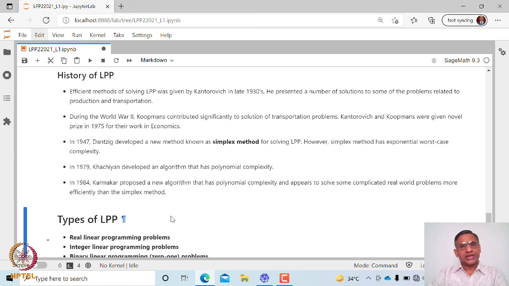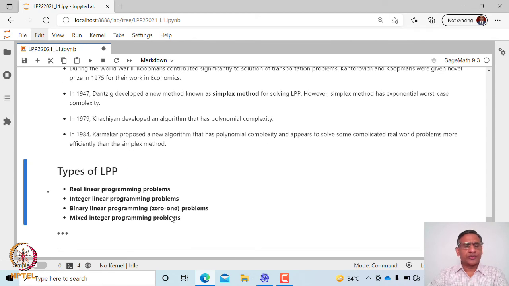Right. Now, there are different types of linear programming problems depending upon the nature of the design variables. In case all the design variables are real, we call it a real linear programming problem. In case the design variables are all integers, for example, the traveling salesman problem or the knapsack problem, it can be thought of as an integer linear programming problem. Then you can also have 0-1 problems where the design variables can take the value 0 or 1. Such problems are called binary linear programming problems or 0-1 linear programming problems.